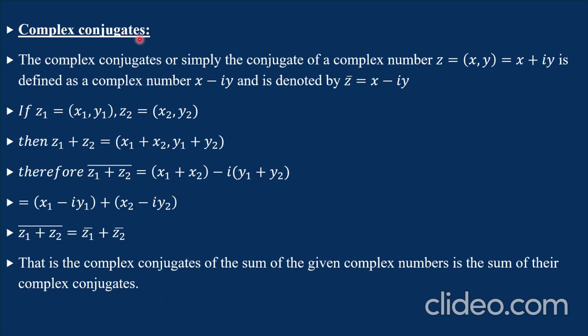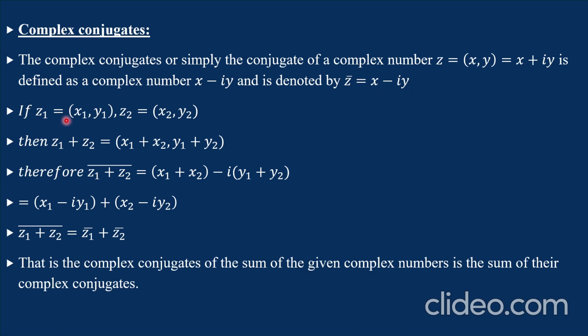Then complex conjugate. The complex conjugate is simply the conjugate of a complex number. The complex number z equal to (x, y) can be written as x plus iy. Its complex conjugate is written as x minus iy, that is, the imaginary part becomes minus iy. It is denoted by z bar, that is equal to x minus iy.